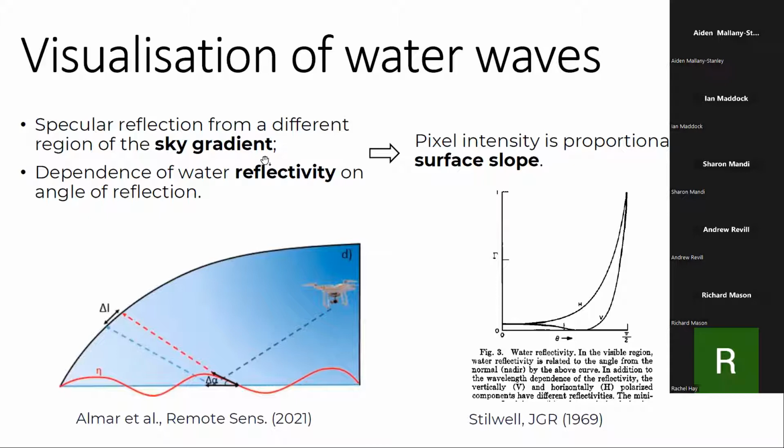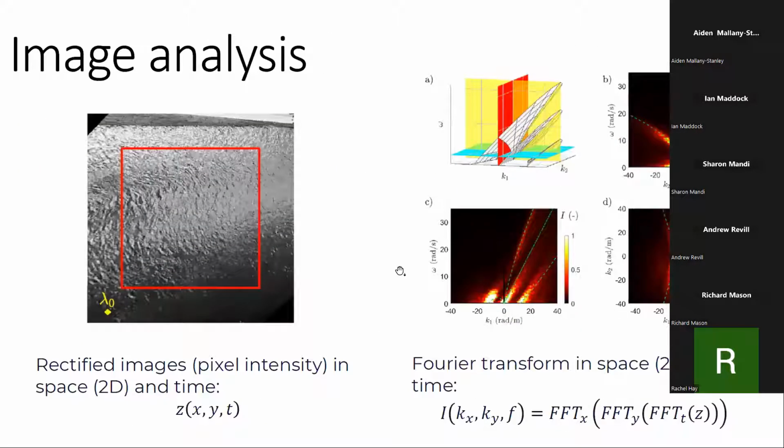Because of these two effects combined, when we take a picture of the surface of a river, we see a pattern of pixel intensity which relates to the slope of the surface. We can use that as essentially a measure of the surface slope, and this is related directly to the actual surface elevation as well. So we can use that directly.